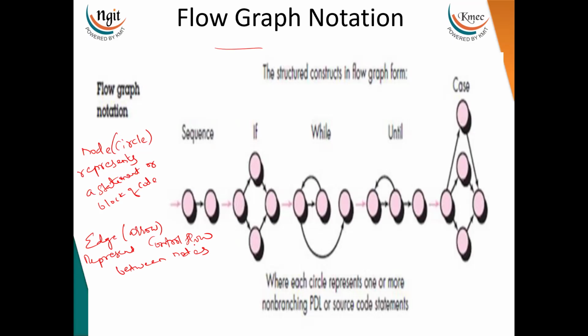Then the predicate node is that which has two or more outgoing edges. So the predicate node is what? A predicate node means one which has two or more outgoing edges. For example, you can consider if, while, all this. This is about the flow graph notation.